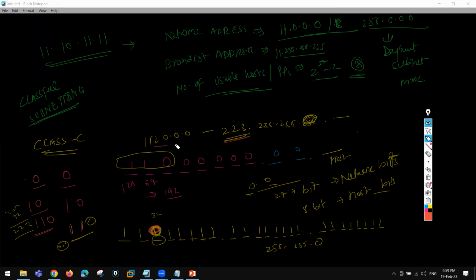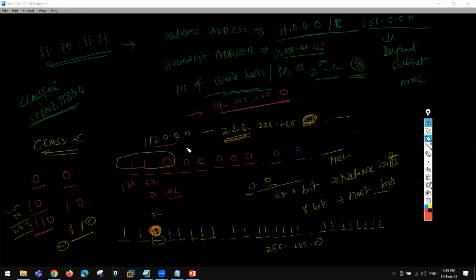So what is the range? 192.0.0 to 223.255.255.0. All right. So what is the network address? I mean, it's straightforward, you can say. It's written here only. What is the network address for class C? It's 192.255. 192.0.0. Seriously? I am asking network address. 192.255.255.0. Correct.